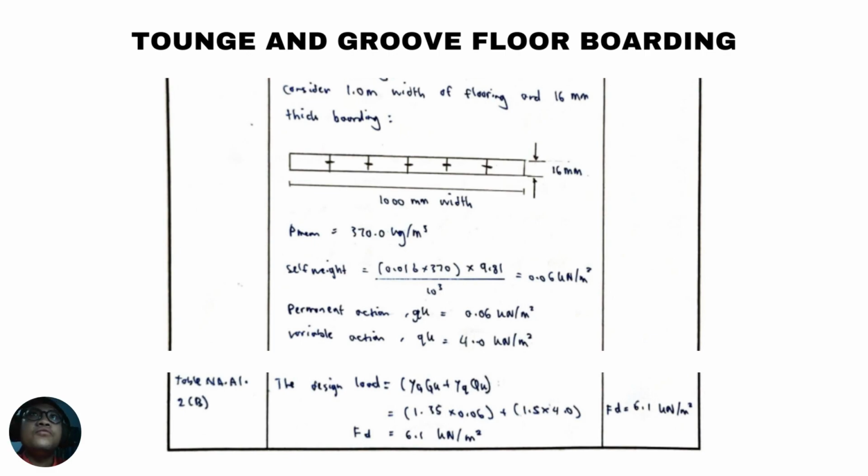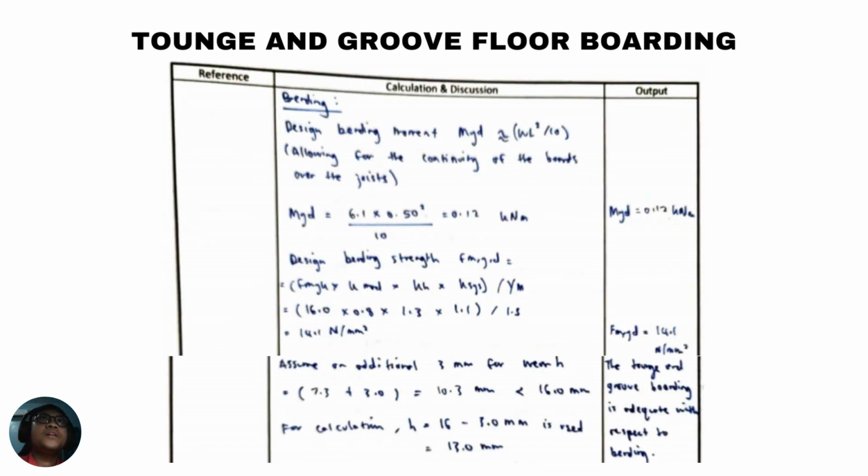Next, we go to the self-weight. So the self-weight of tongue and groove floorboarding is 0.06. So for the permanent action is 0.06, same as the self-weight. And for the variable action, as I mentioned before, is 4.0 kN per meter square. And for the design load, for the tongue and groove floorboarding is 6.1 kN per meter square.